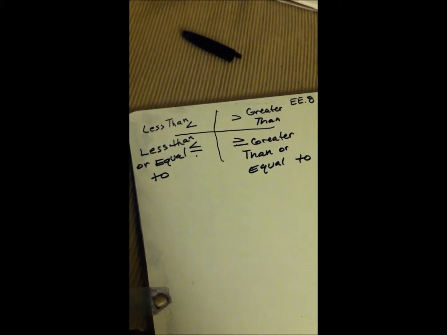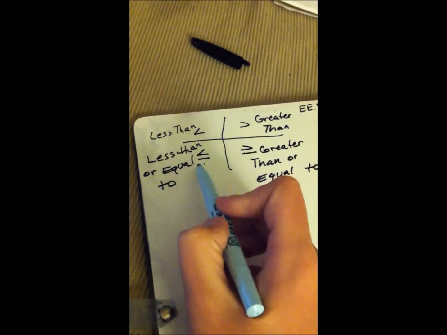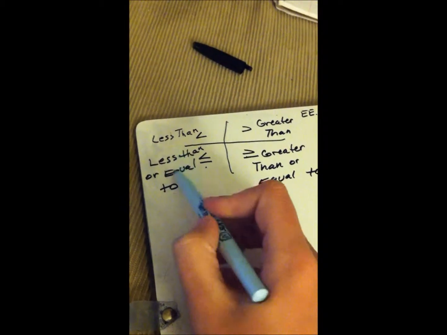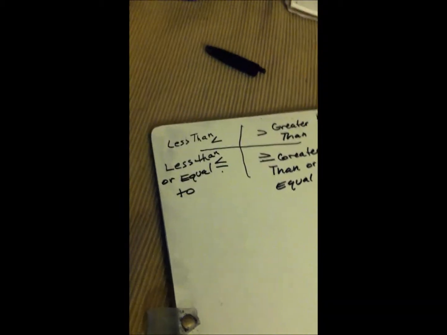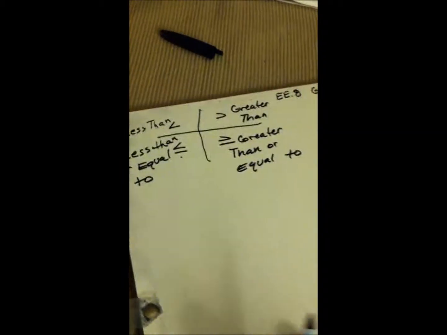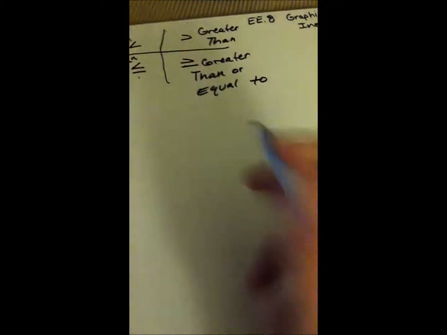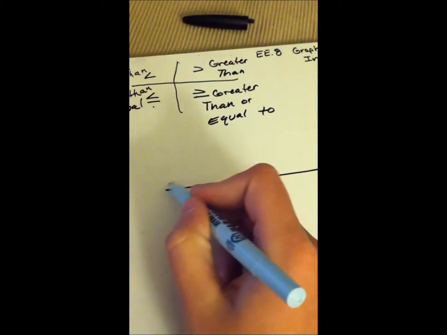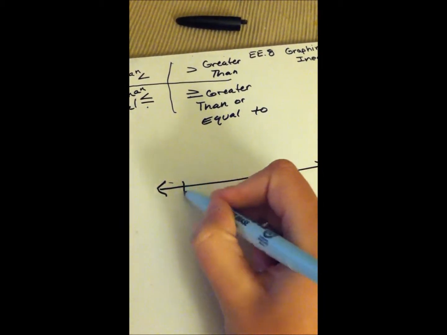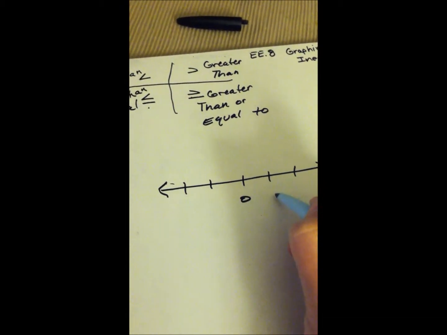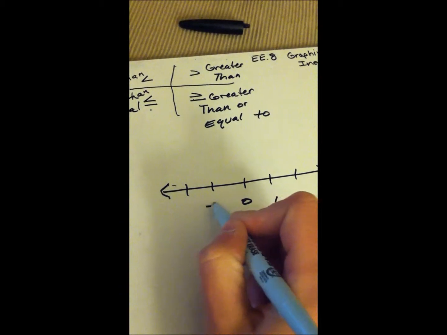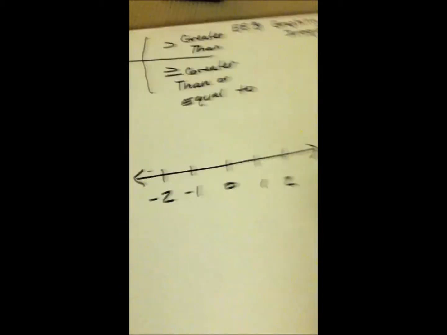There are tricks that you can use, like the pointy side is on the left, therefore they're less than, the big side is on the left, therefore they're greater than, but basically you just need to memorize that. The next part of this standard comes with actually graphing inequalities. 0, 1, 2, -1, -2.